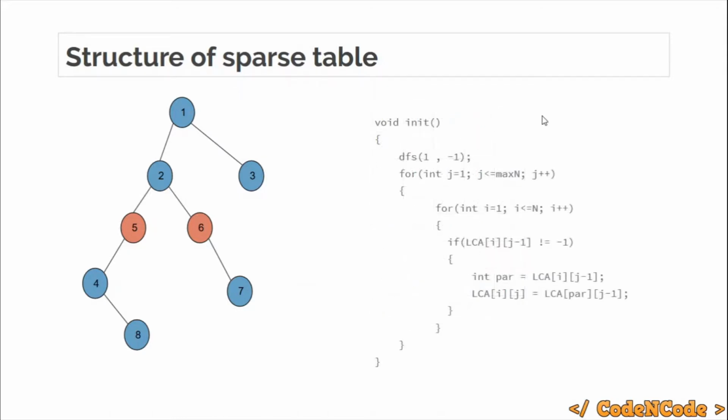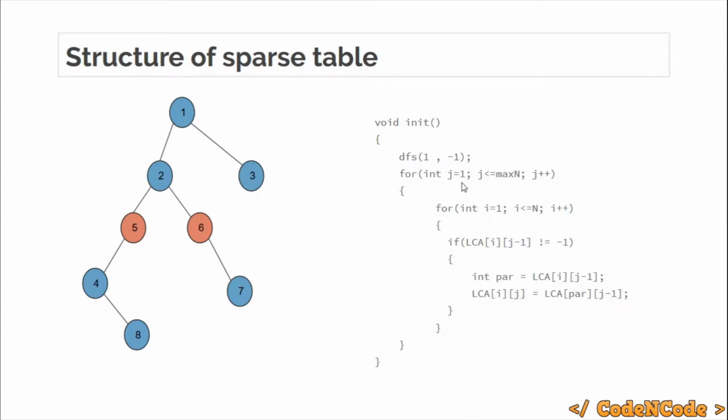So if I show you the code, this is how preprocessing, or basically the sparse table, is constructed. First, we make a DFS call to node 1 because we are assuming node 1 is the root. If you are taking any other node as root, you would pass that node here. I'm passing -1 as its parent, since a root doesn't have any parent. After DFS, the 2's power 0th parent is already calculated, so LCA of node comma 0 is already calculated.